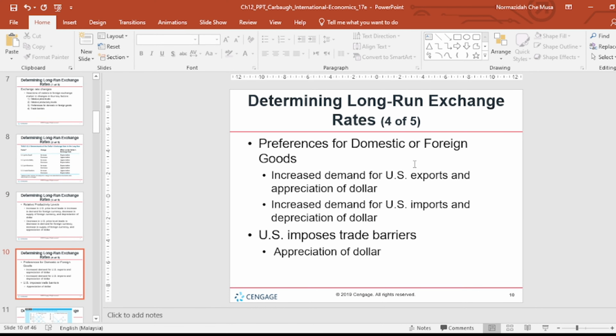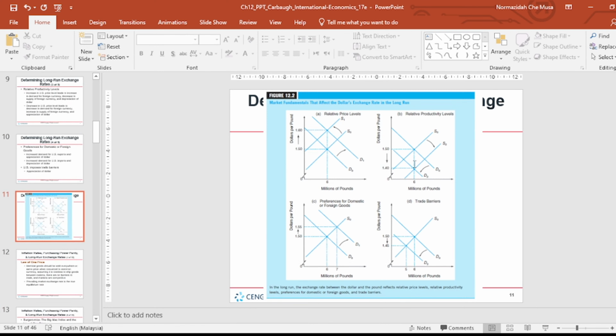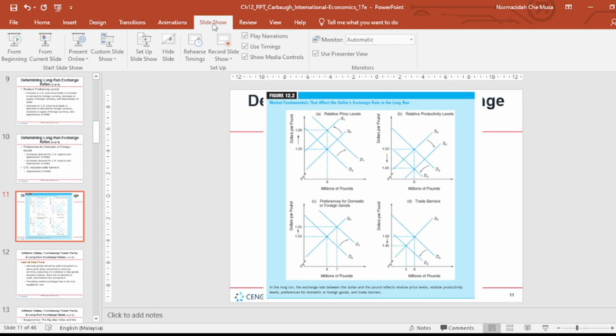So I want to go straight to the graph here to explain to you. I think I should go into slide show, current slide. Okay, yeah, that is it. Looks bigger.